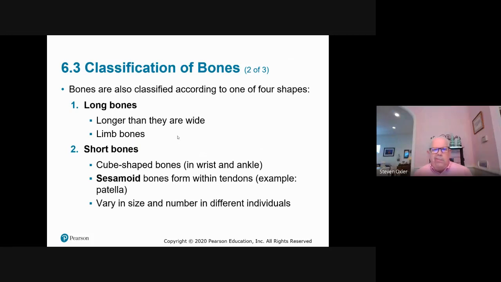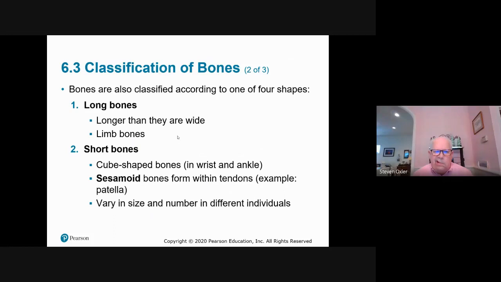We classify bones by shapes. There are 4 shapes. Long bones, longer than they are wide. And these were basically the bones of your legs and arms. Short bones, cube-shaped bones in the wrist and in the ankle. And we'll talk about those bones because the bones of the wrist are important bones. So we'll talk about cube-shaped bones.